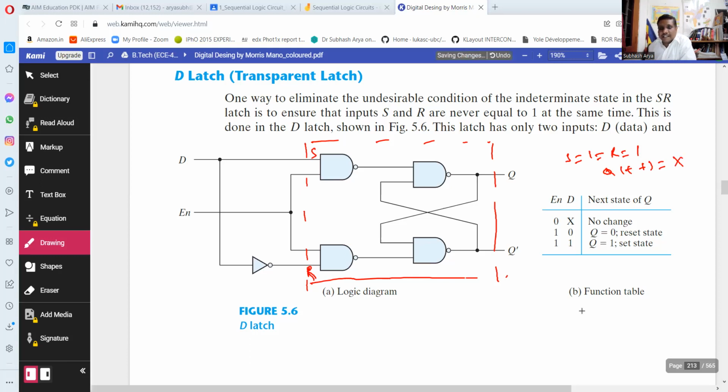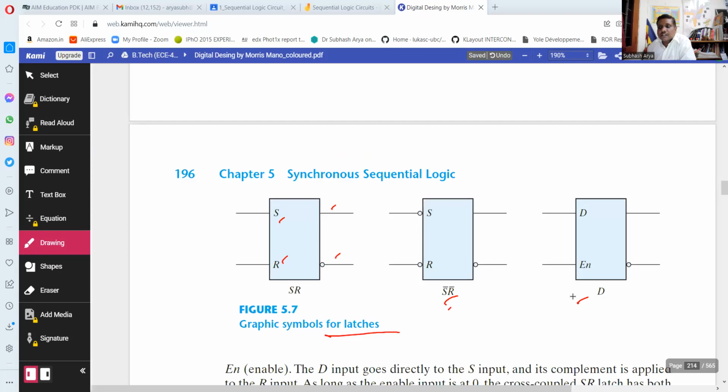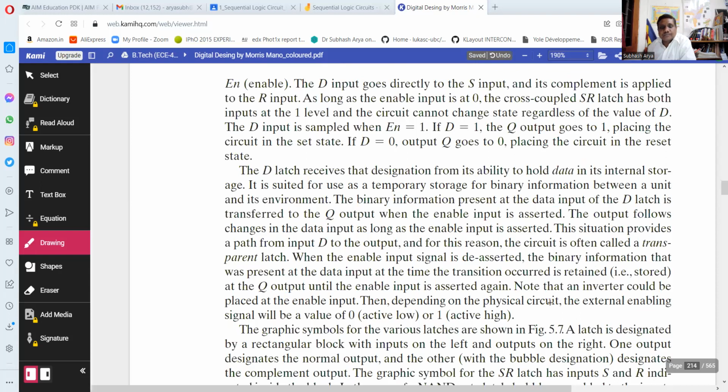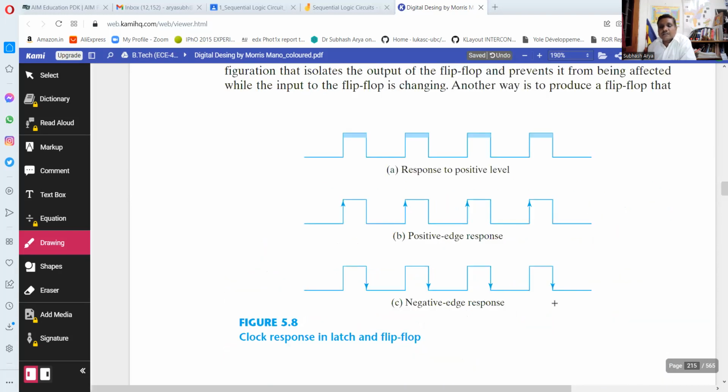In order to avoid that state, we put here a NAND-Gate. We implement this with the help of NAND-Gates only. So I used to draw it like this. This is also a NAND-Gate. So the D-Latch or D-Flip-Flop is an extension of the SR-Flip-Flop, and this is the symbol. Only one input, whereas in SR we have two inputs. It is a storage element.